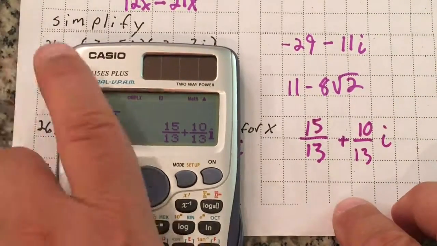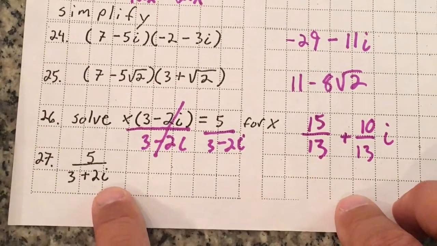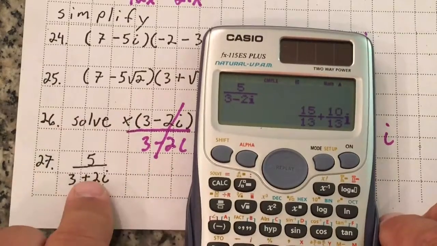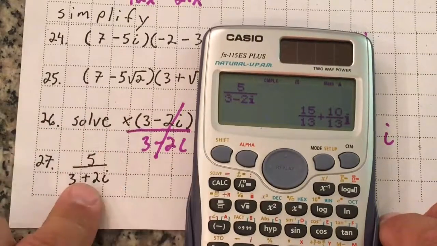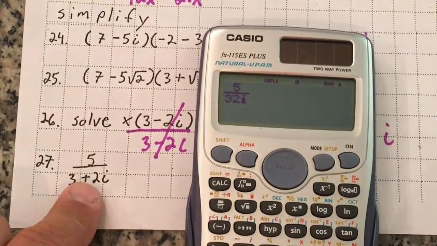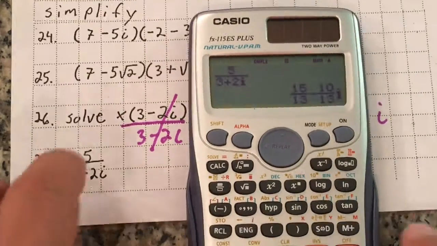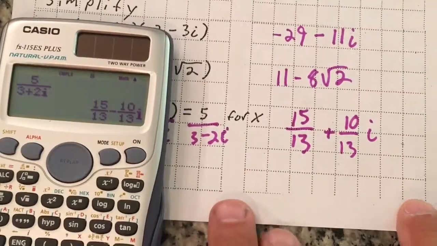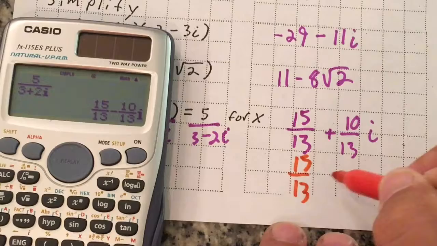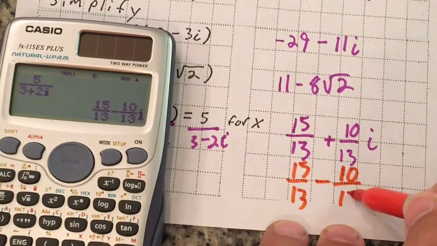I'm asked to simplify this one. All I'm going to do is type it in, 5 over 3 plus 2i. There's a little trick. I'm in complex mode. All I have to do is change that minus sign to a plus, so you can back arrow into the problem. Go back, hit delete, and change that to a positive. Hit equals, and notice it changes the answer ever so slightly. The new answer is now 15 over 13 minus 10 over 13i.